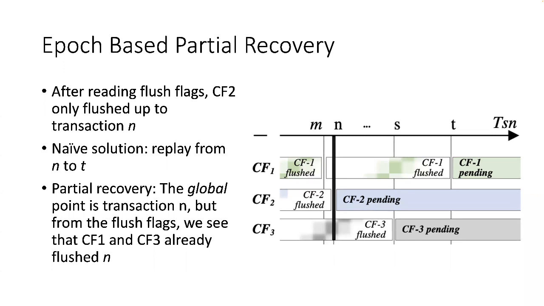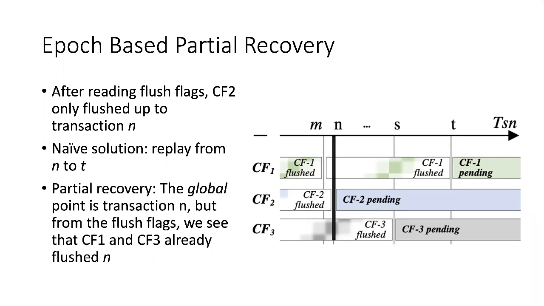So what we can do in this scheme is we'll read these flush flags from each column family, so each tree, CF1, 2, and 3. And we'll notice that CF2 was the slowest, so it only flushed up to transaction N. A naive solution is we could just replay from transaction N to T from the upper layer and recover, but it could be a lot slower than it needs to be.